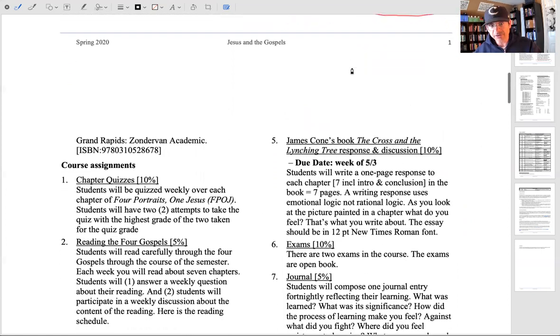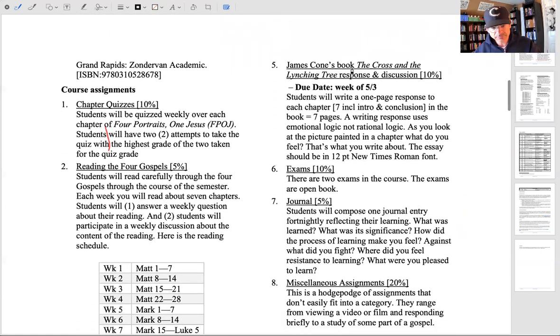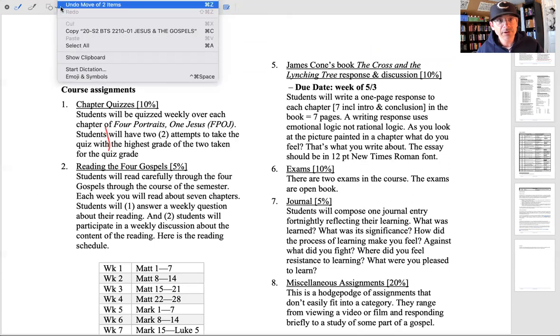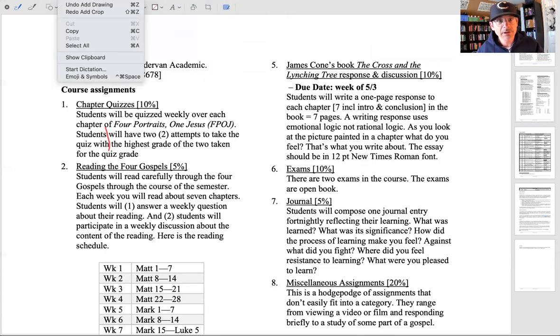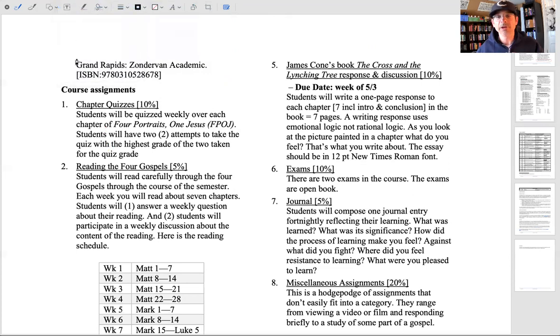Now the assignments, course assignments. Why is that big red spot there? Sorry, it's bothering me. Maybe if I go like this. There we go. Now I can proceed.